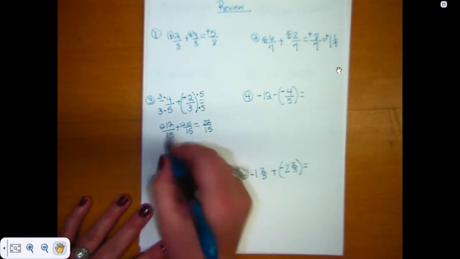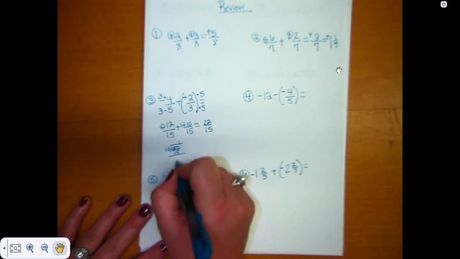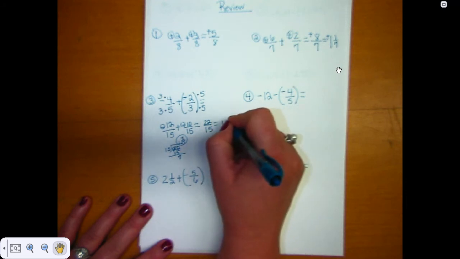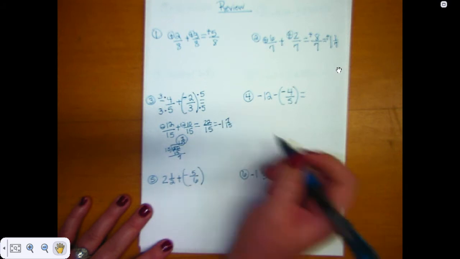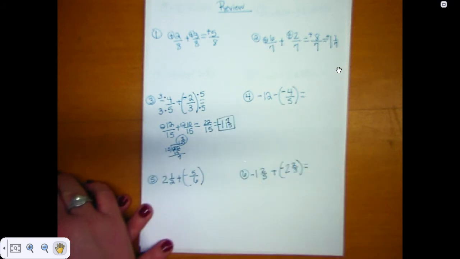And to simplify that, I'm going to divide 22 by 15, which leaves me with 1 and 7/15. And I cannot forget my sign, which is negative. Don't forget your sign or it will be wrong on your test.